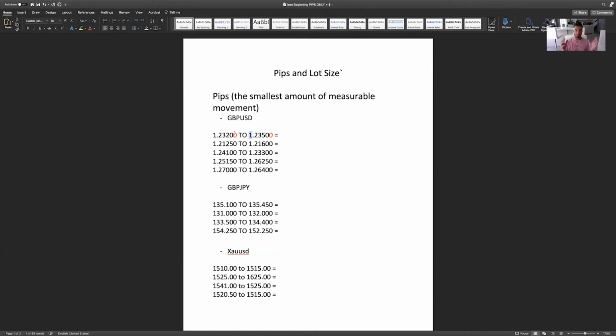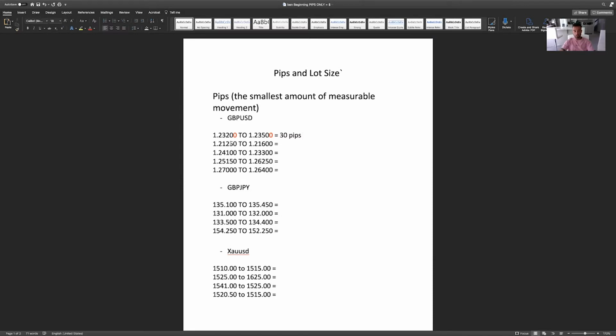So all we have to do is figure out how to get from 20 to 50. It's plus 30, so this would equal 30 pips. Now, it's not necessarily plus or minus pips, because that's not going to matter until we decide whether we are buying or selling. In this scenario, if I go from 1.23200 to 1.23500 and I buy that, my potential reward is 30 pips. If I'm selling that, I'm risking that many pips, because that's where I'm going to be placing my stop loss.